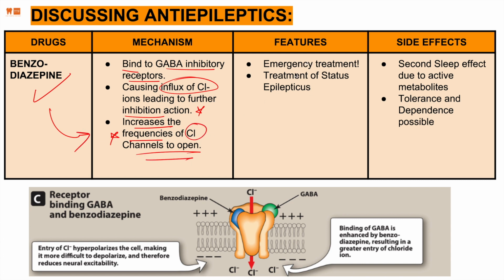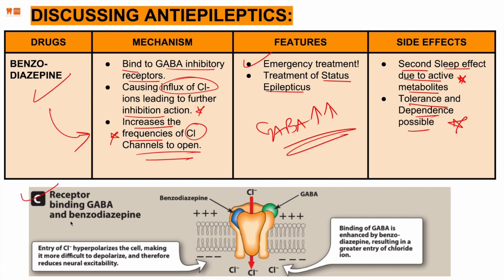The features are, it's an emergency treatment. It kind of propagates GABA to inhibit the entire CNS cell. So it's an emergency treatment for epilepsy or treatment of status epilepticus. And of course, side effects: second sleep effect due to active metabolites, such as for diazepam. Tolerance and dependence is possible as well.